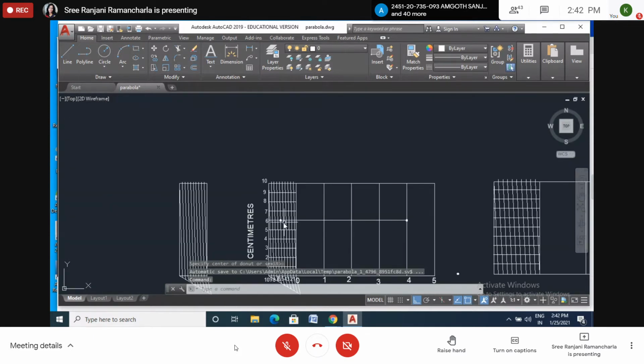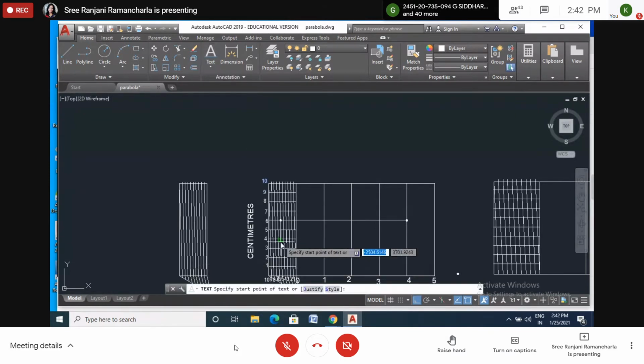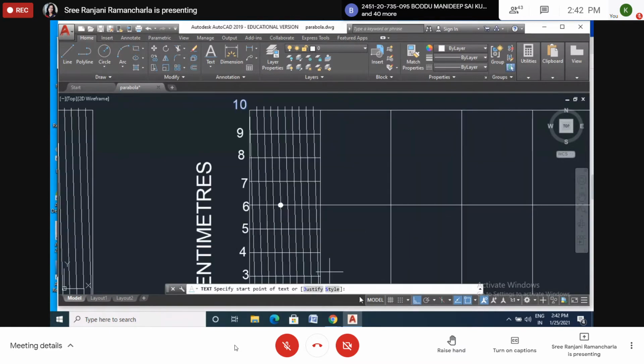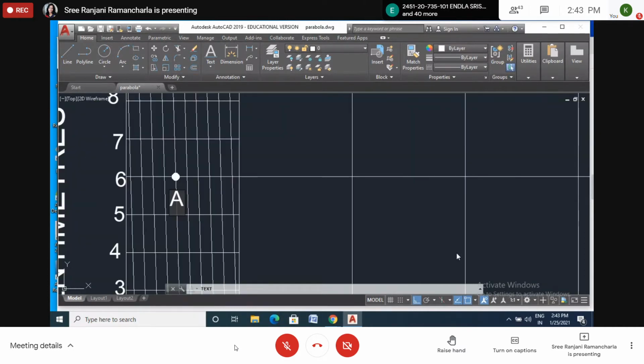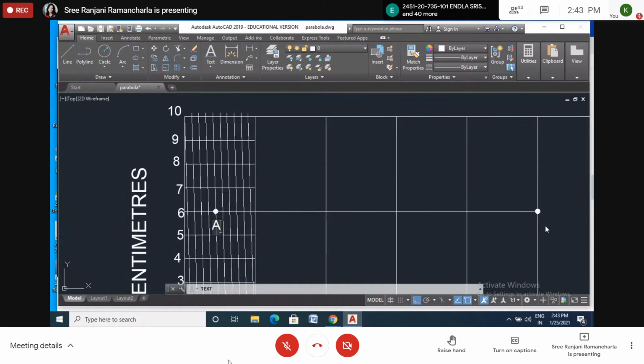so how much is this length? You can write here A and B. There are two ways: you can show the dimension outside, or you can write A and B here. So I want to write A and B here, starting from A. This is A and this is B. I want to show it like this.